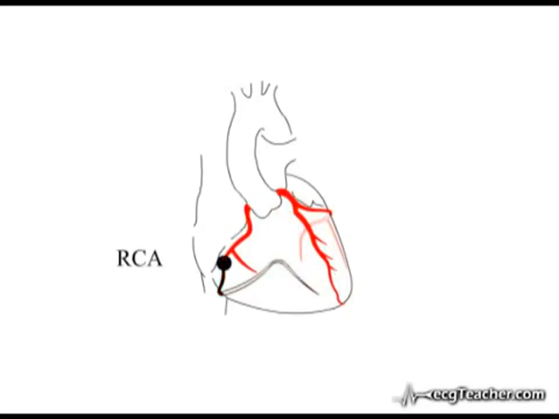Blockage of the RCA distal to the origin of the marginal branch infarcts the inferior surface of the heart. This inferior surface is examined by leads 2, 3 and AVF. In inferior infarction, the injury current, represented here by the blue arrows, therefore produces ST elevation in these leads.